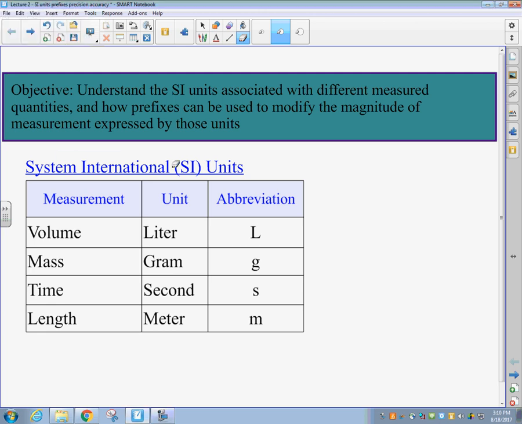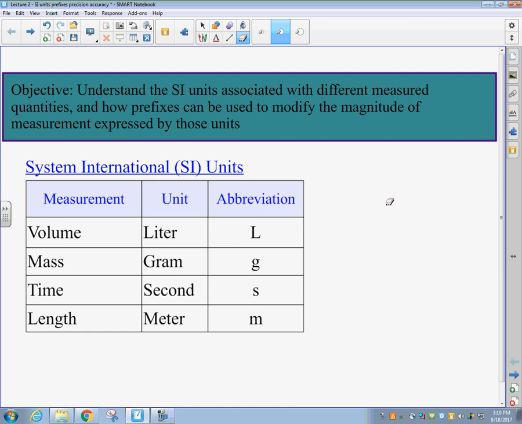Today we will be discussing SI units, standard units of measurement that we use in chemistry. We'll be talking about prefixes that you use associated with these units. And finally, we'll go over just several examples of converting from one prefix to another.